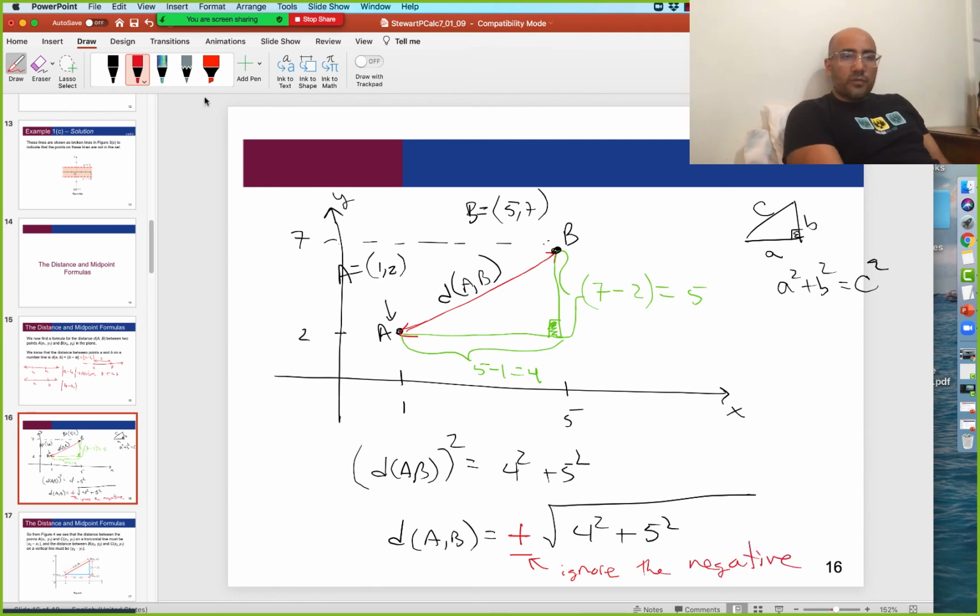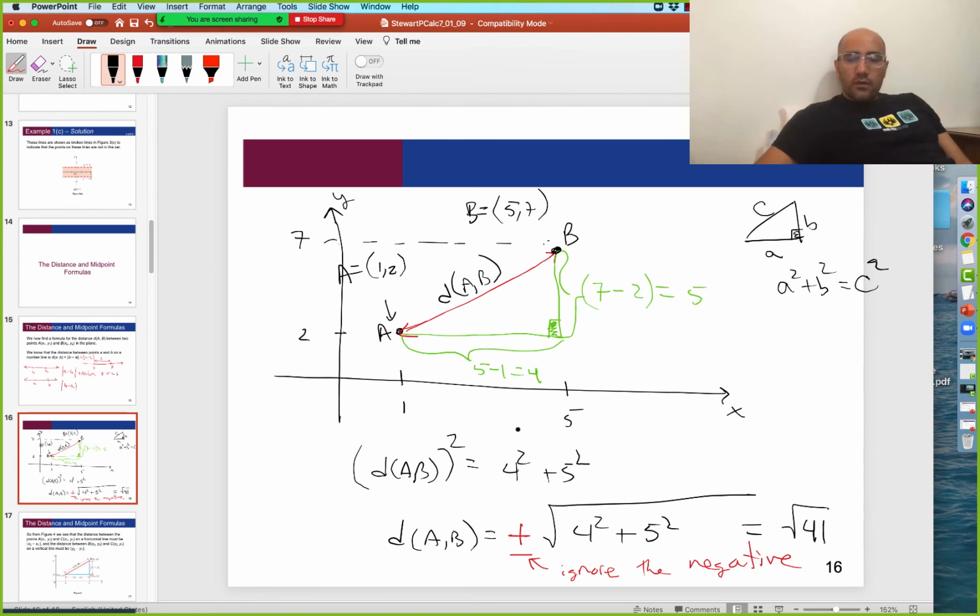Good. So this would be 16 plus 25. So that's what, 36? No, wait, 41. So the square root of 41 is the distance between point A and point B. Any questions about this? No?